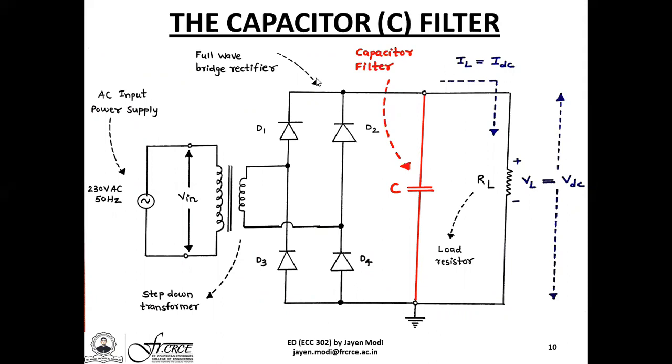You start by first sketching the 230 volts AC input power supply as shown. It will be 230 volts AC, 50 Hertz. Now this supply is connected to a step down transformer primary winding. This voltage is basically what we call the input voltage VN.